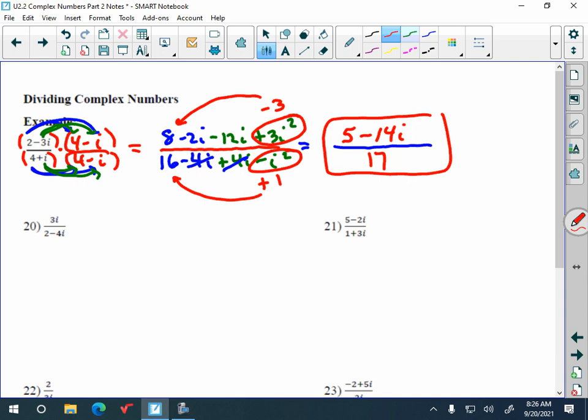All right, so number 20. The conjugate is going to be 2 plus 4i. All right, so we'll multiply across. So on top, there's just 3i being multiplied to 2 plus 4i. So all we have to do is take 3i and distribute that in. So 3i times 2 is 6i. 3i times 4i is plus 12i squared.